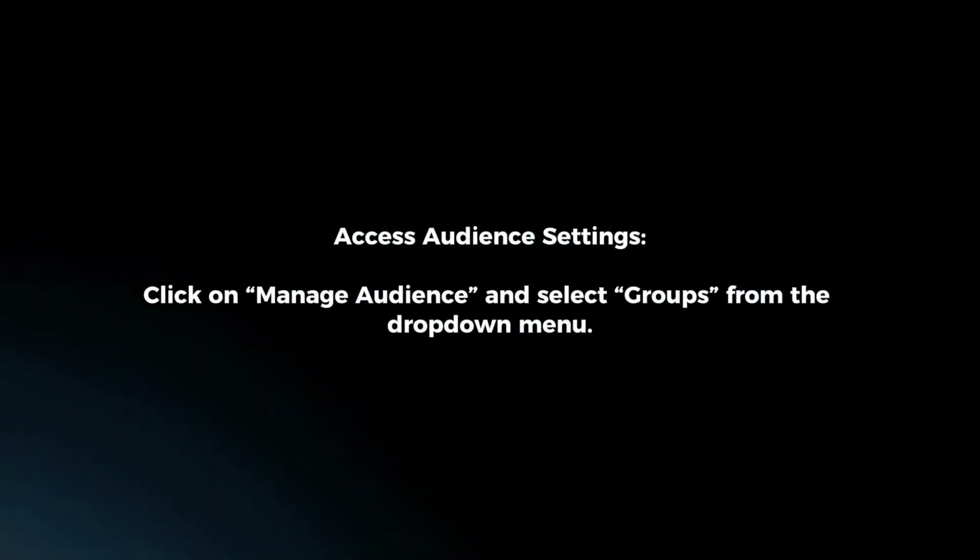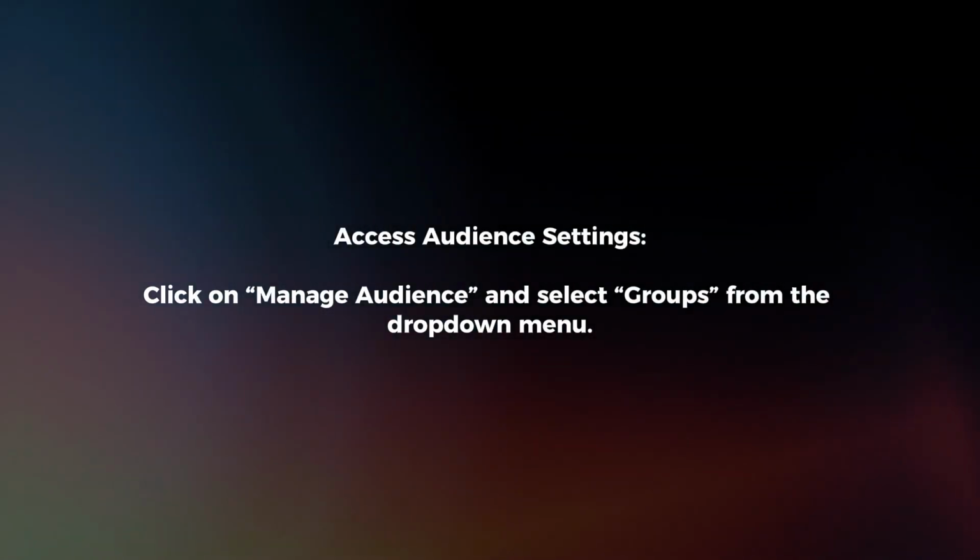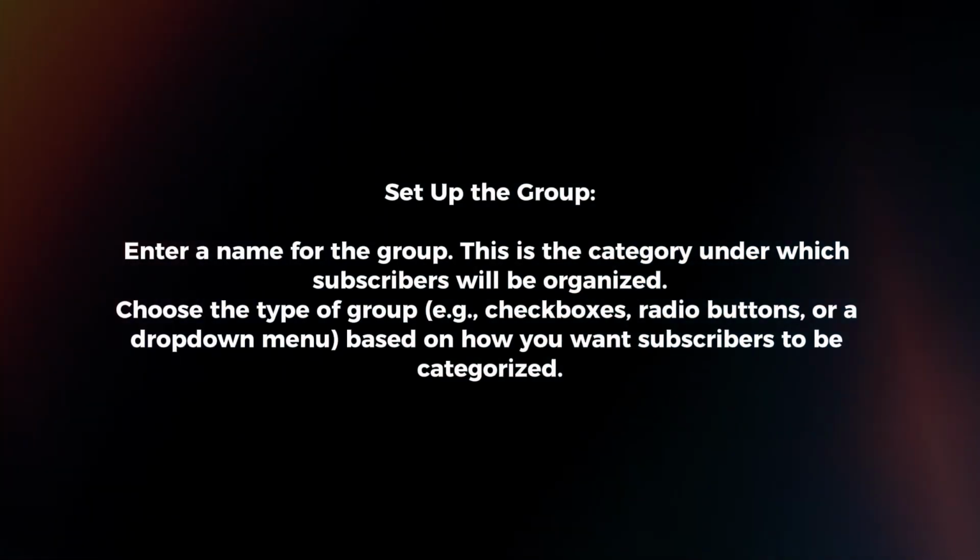Access Audience Settings. Click on Manage Audience and select Groups from the drop-down menu. Create a new group. Click the Create Groups button. Set up the group. Enter a name for the group.